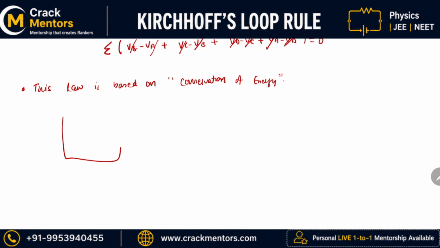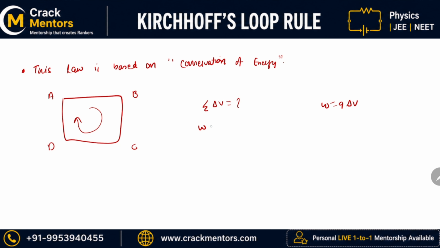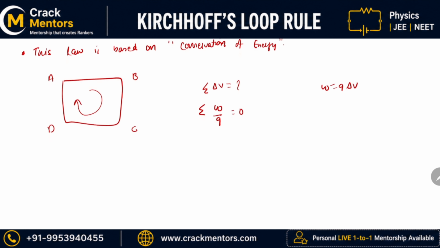If I say that it is based on conservation of energy, can I demonstrate it like this? Yes, I can demonstrate. If this is the loop and you are going around it, the change in potential is equal to what? Basically, I know work is equal to charge into delta V, right? So I can say that it's the summation of work upon Q. Well, basically I am going in a closed loop. What is the work done by the electric field in a closed loop? Remember, it's zero.